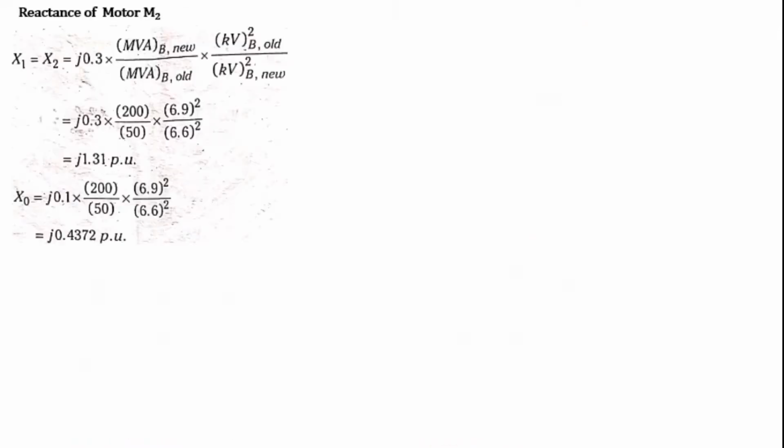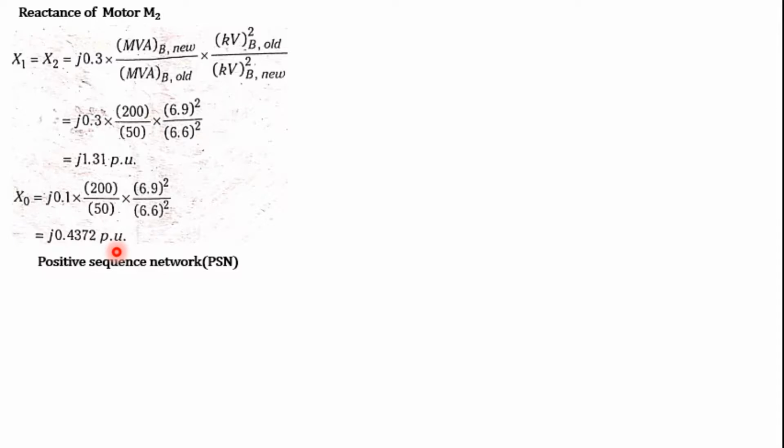Okay, then for the motor M2 we have to consider positive equal to negative. It is 0.3, new MVA is 200, old value 50. Look at this, kV base old value 6.9, new value 6.6. So we'll get 1.31 per unit. Similarly for the X0 of 0.1, substitute the MVA and the old and new voltage values, so we'll get 0.4372.